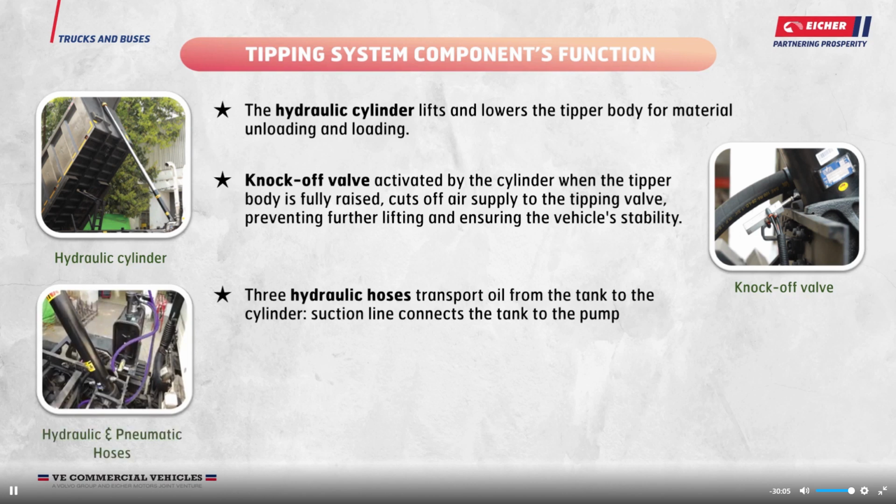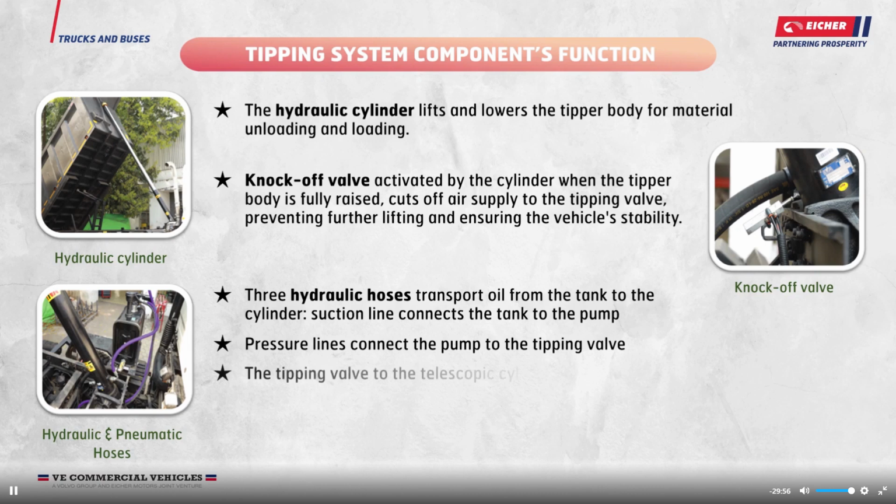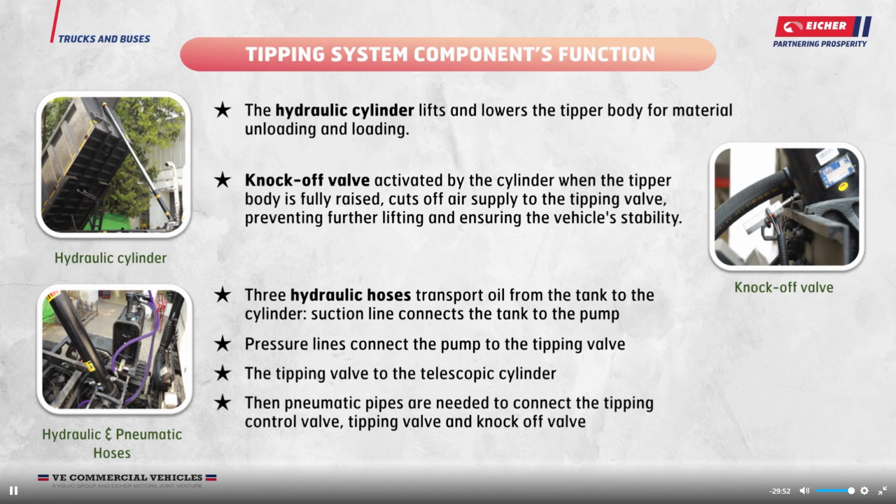3 hydraulic hoses transport oil from the tank to the cylinder. Suction line connects the tank to the pump. Pressure lines connect the pump to the tipping valve. The tipping valve to the telescopic cylinder. Then pneumatic pipes are needed to connect the tipping control valve, tipping valve and knock-off valve.